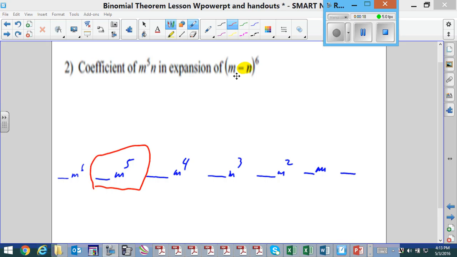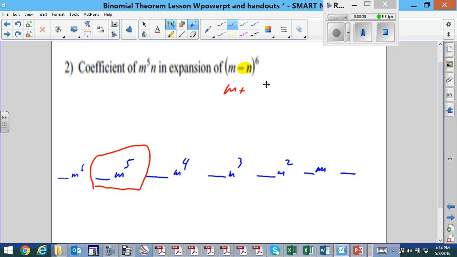Remember that the powers of m wind down 6, 5, 4, 3, 2, 1, none. And the powers of n wind up. They go from 0 to n to the 1st. But I really have to do it like this. I really have to remember that this is m plus negative n, and it is the powers on negative n.